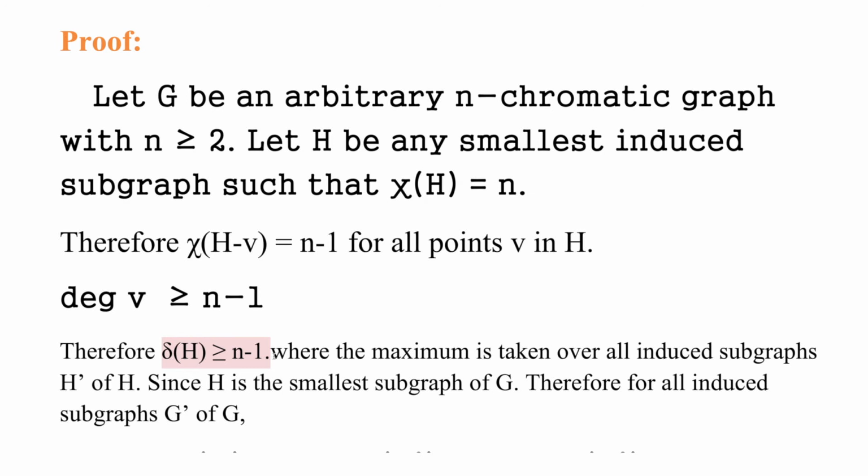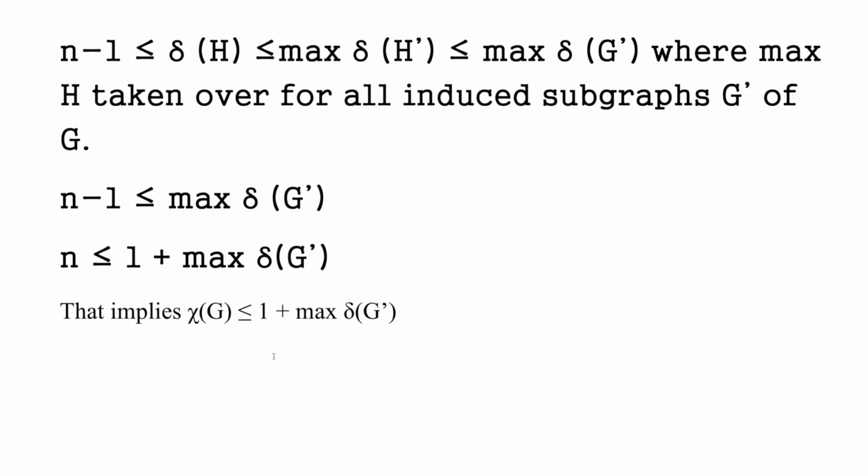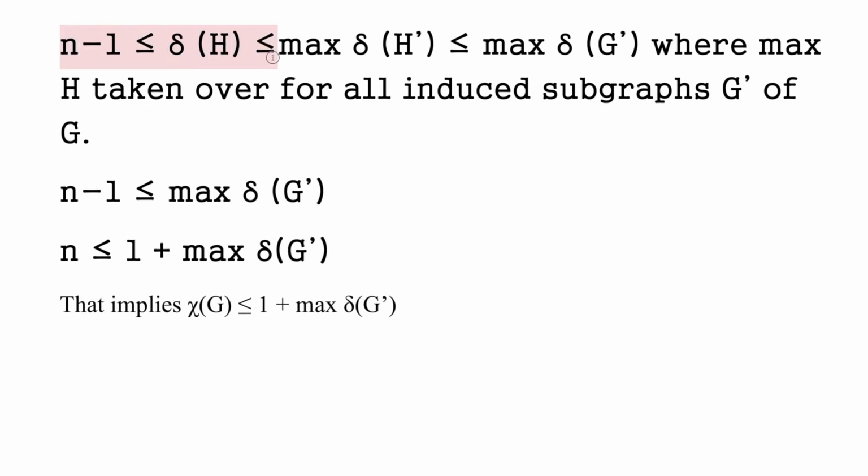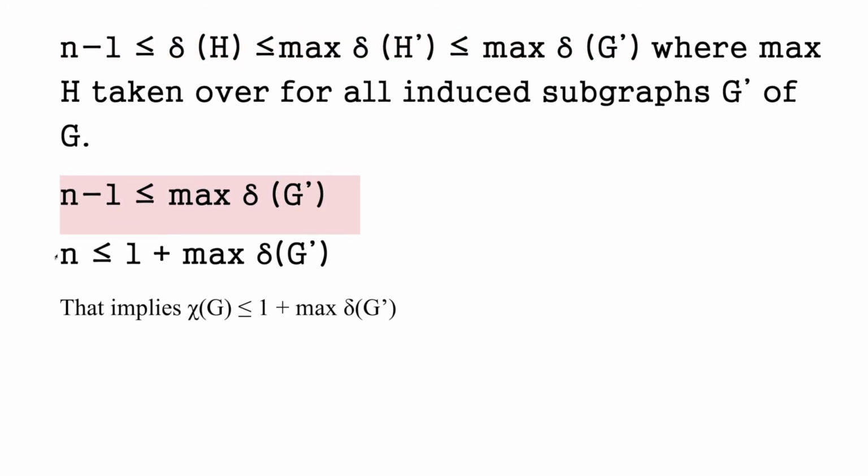Since H is the smallest subgraph of G, for all induced subgraphs G dashed of G, n minus 1 is less than or equal to delta of H, which is less than or equal to the maximum delta of H dashed, which is less than or equal to the maximum delta of G dashed, where the maximum is taken for all induced subgraphs G dashed of G. Now, n minus 1 is less than or equal to the maximum of delta of G dashed, and n is less than or equal to 1 plus the maximum of delta of G dashed. That implies chi of G is less than or equal to 1 plus the maximum of delta of G dashed.